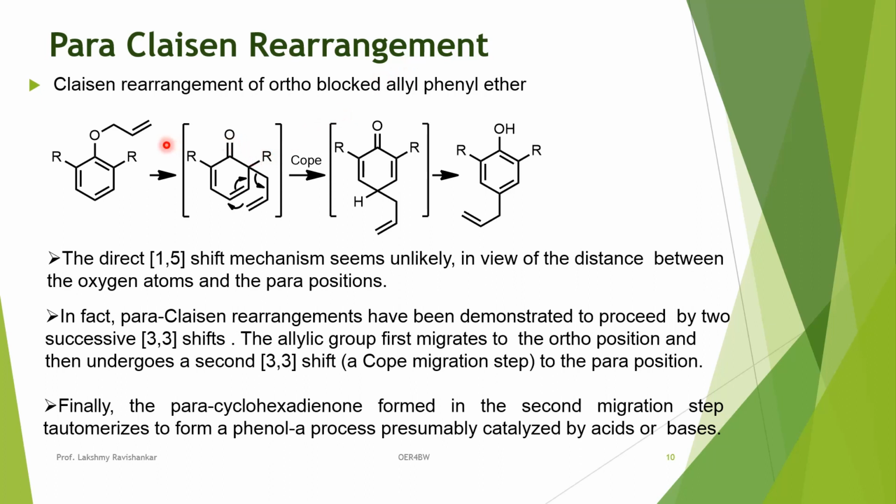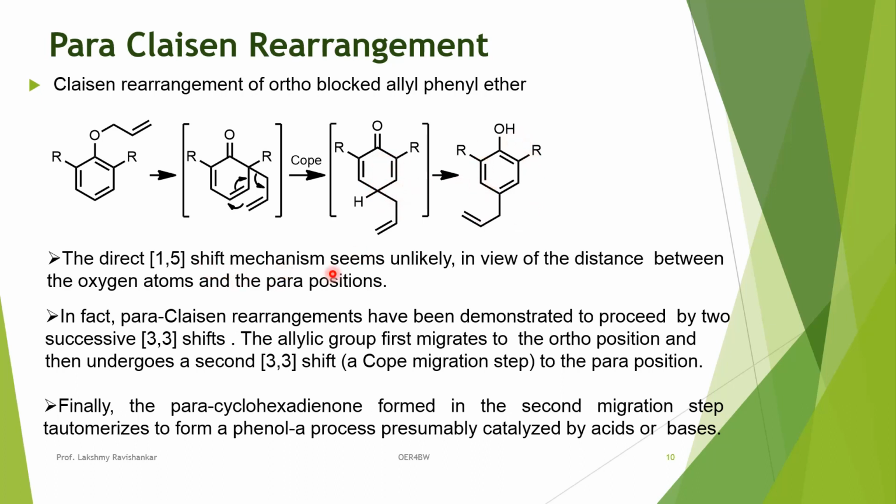But please do not think that this bond is migrating from 1, 2, 3, 4, 5, or that it's a 1,5 migration. It goes through two sequential 3,3 sigmatropic shifts. The first one is your normal Claisen rearrangement to give me this intermediate. Now if you see here, this is 1, 2, 3, 4, 5, 6. So it is a 1,5-hexadiene system, which will immediately undergo a Cope rearrangement. So that is the second 3,3 sigmatropic shift to give you this dienone, which will tautomerize to the phenol.